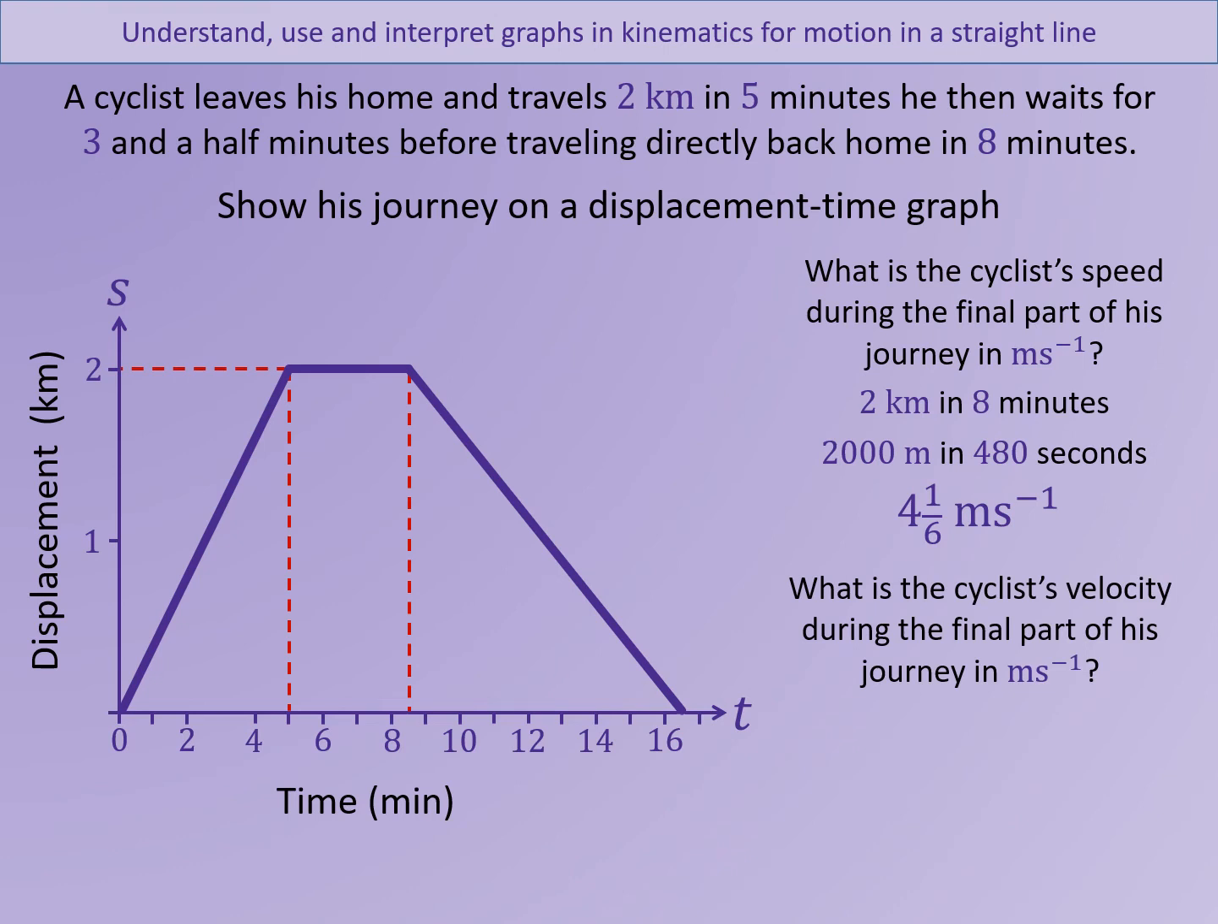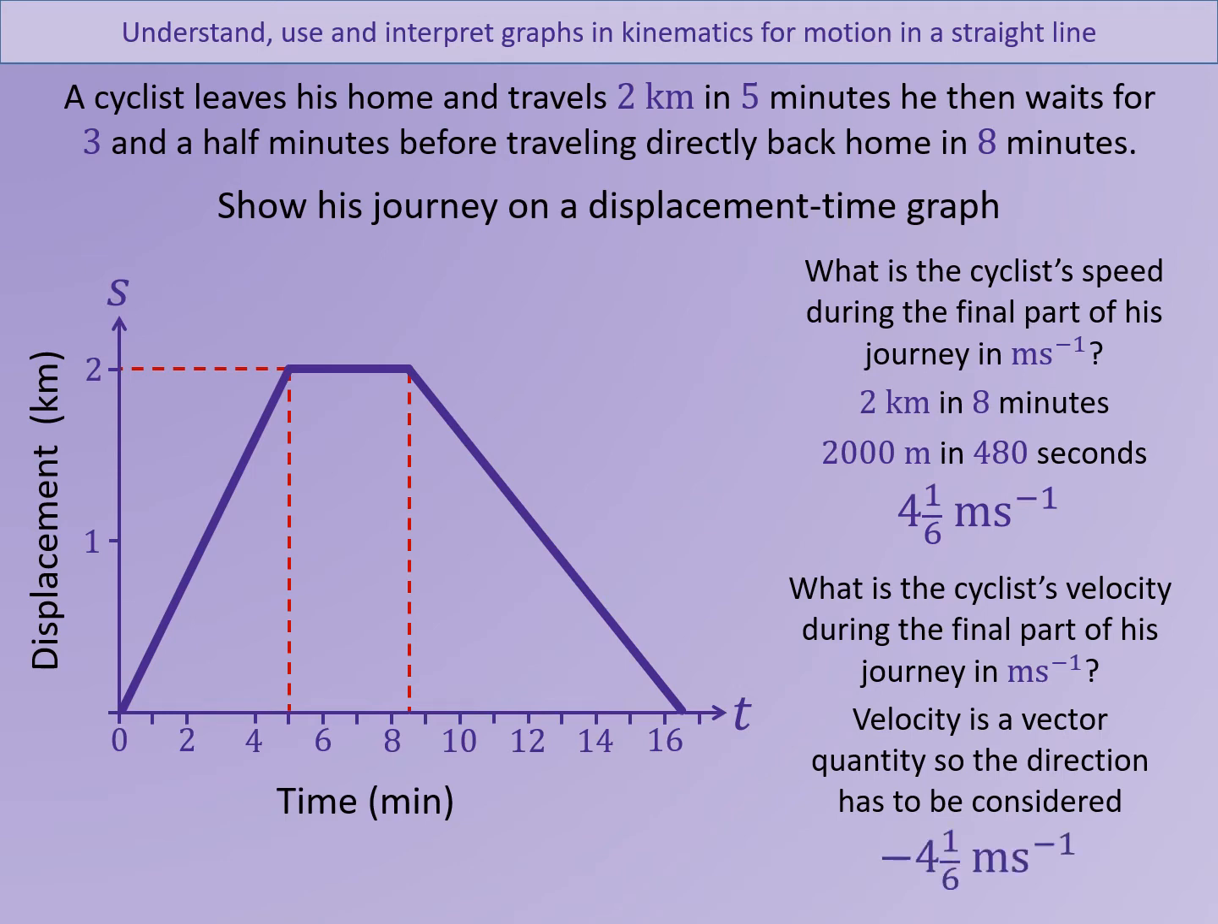We now want to consider what the velocity of the cyclist is during this time. Initially you might think that this is the same question. However, velocity also takes into account the direction the cyclist is travelling in. This is because velocity is a vector quantity, so we have to consider the direction as part of the answer. This means that because the gradient is negative, the velocity would be negative 4 1/6 metres per second.